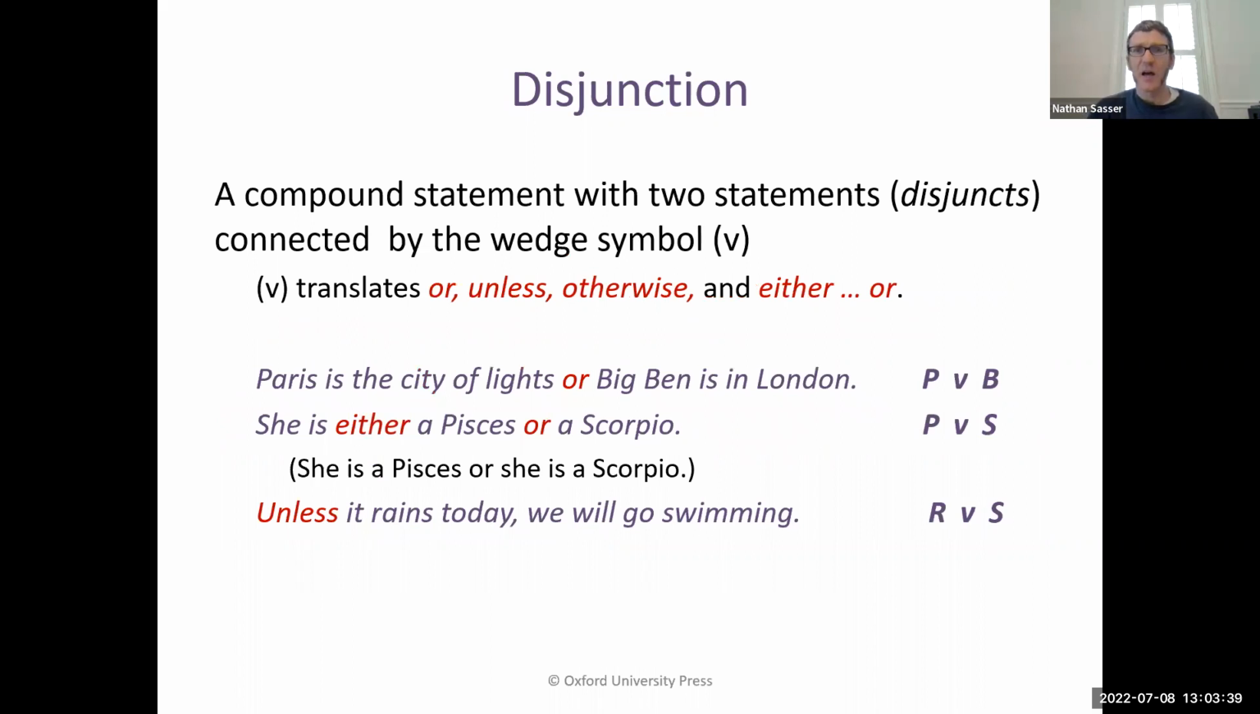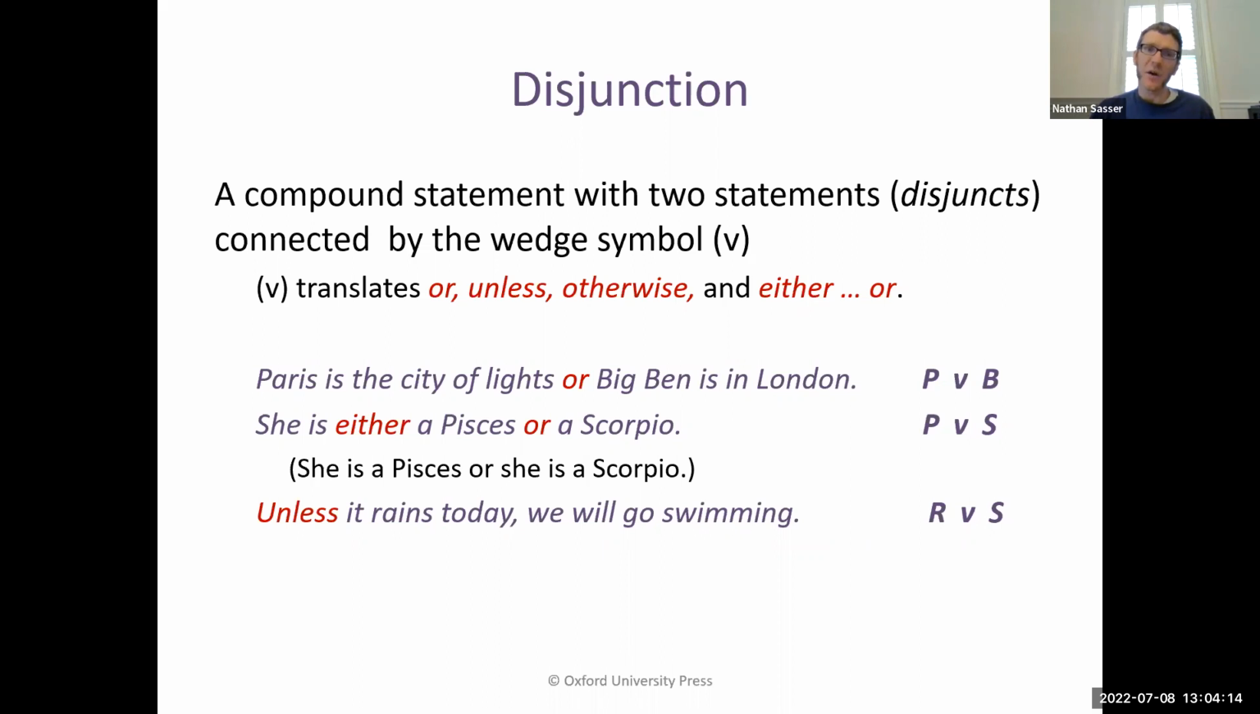Next, disjunction. A disjunction is a compound statement with two statements, and these are called disjuncts, each of the simple statements, two statements connected by a wedge symbol. And the wedge again translates or, unless, otherwise, or either or. So for example, let's say we had Paris is the city of lights, or Big Ben is in London. We would stipulate P represents that first simple statement, B represents the second one, and we've got P wedge B.